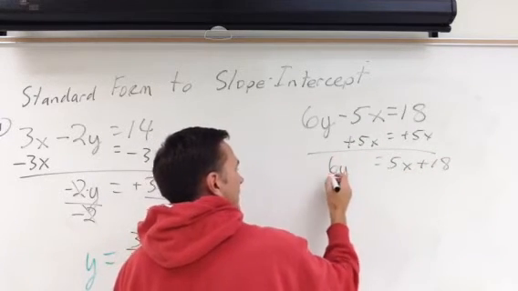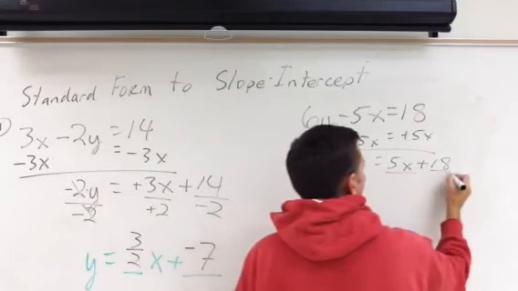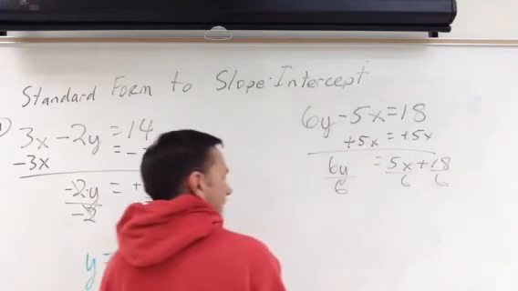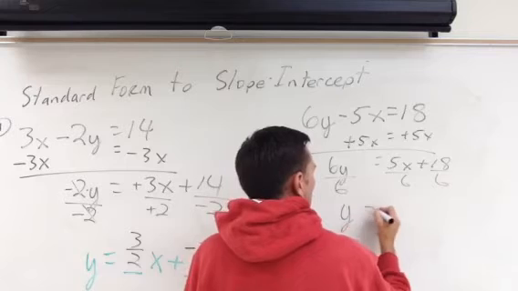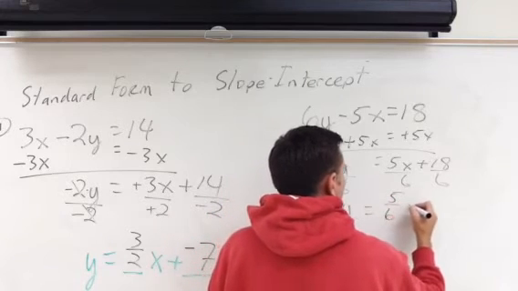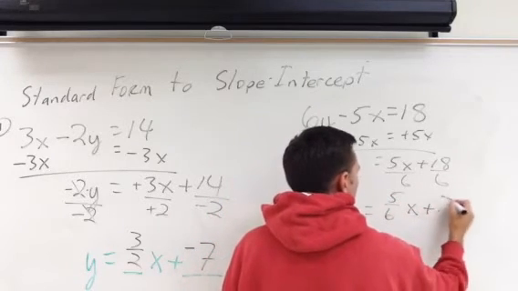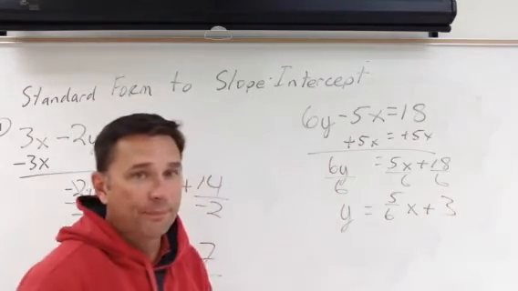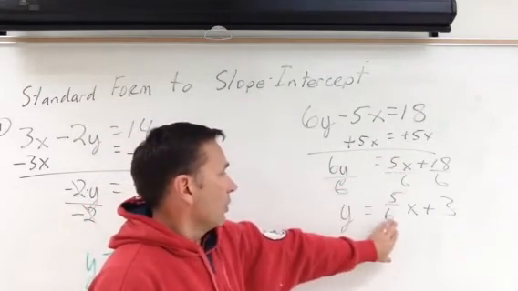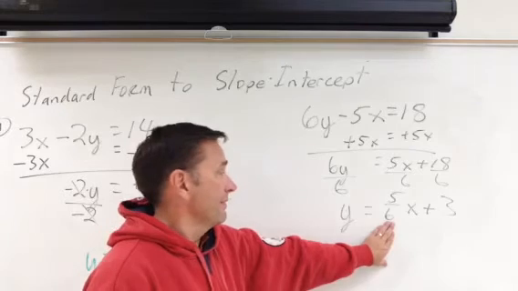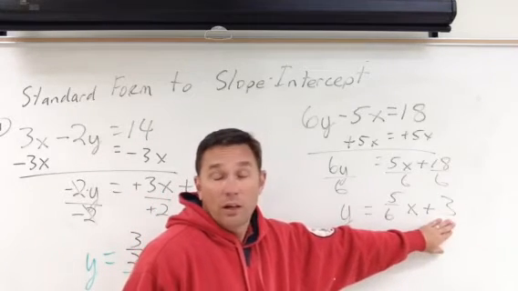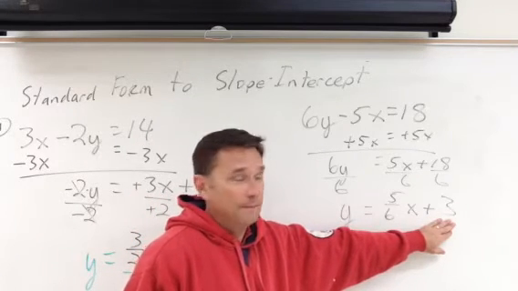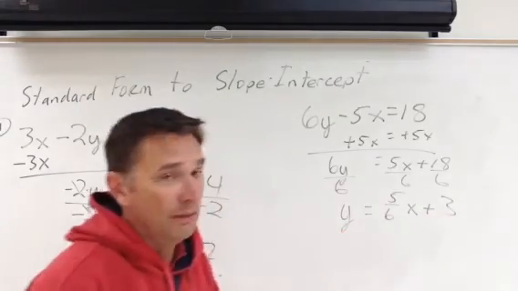We now want to get 6 by itself. Divide both sides, everything by 6. And we're left with y equals 5/6 x plus 3. So we have a slope of 5/6. We have a y-intercept of 3. Makes it a lot easier to work with.